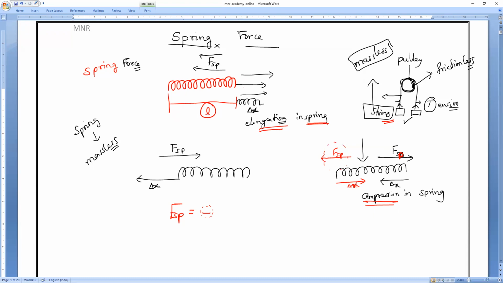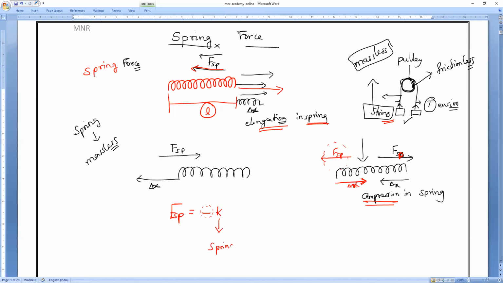If the spring is elongating in this direction, the spring force will act opposite to that. If the compression is taking place in this direction, the spring force will act opposite to that. That is what the minus sign indicates. And K is called the spring constant.